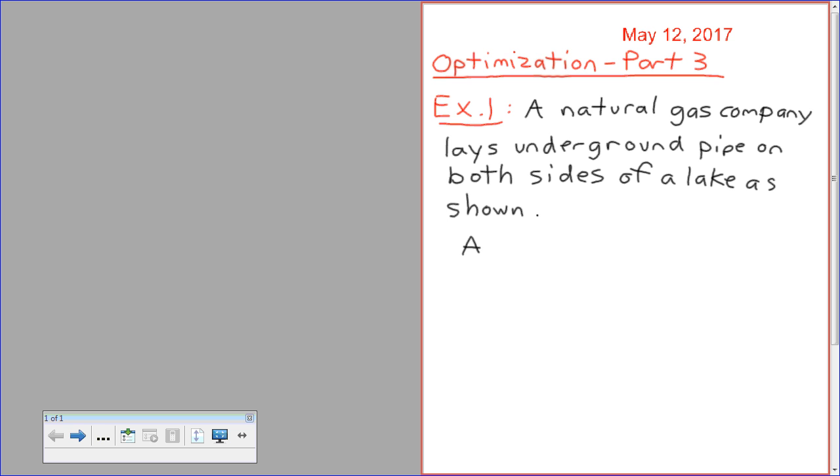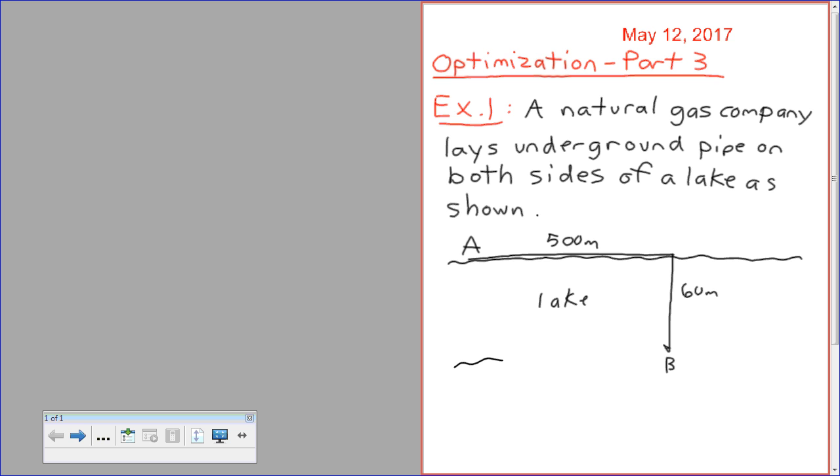So here's point A, the start. That's 500 meters. Here's point B, and that's 60 meters. And if you want to know, this is the lake. The lake looks sort of like this. There's one like this in the assignment, very similar to this question.